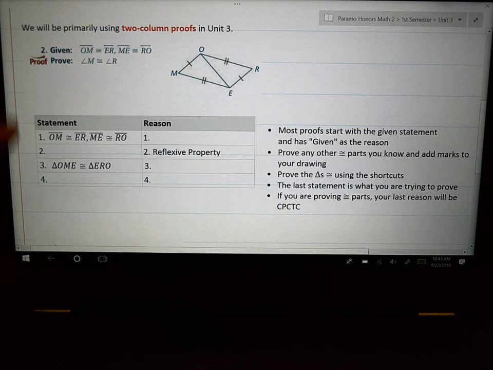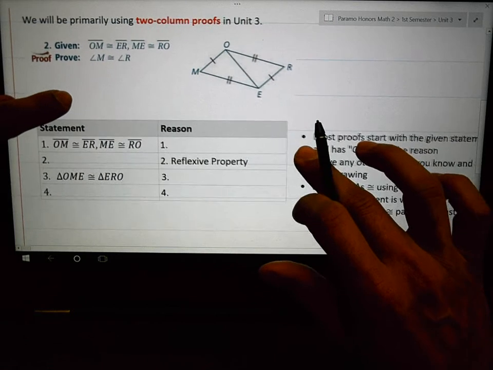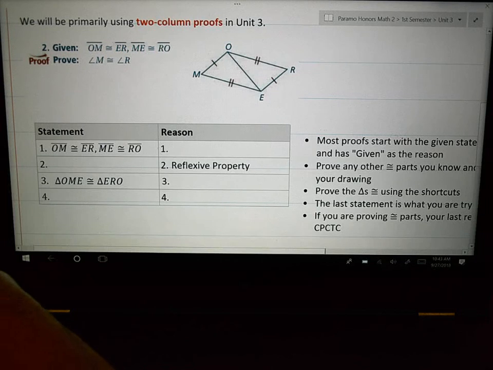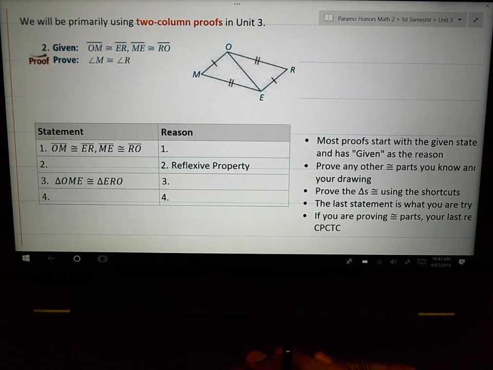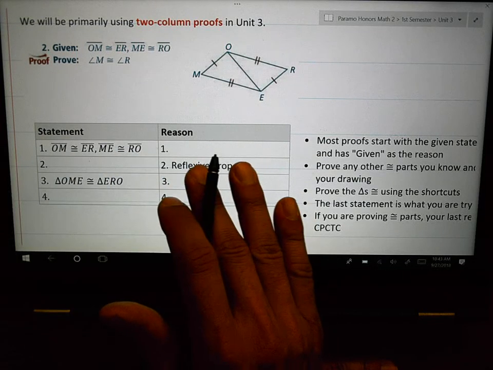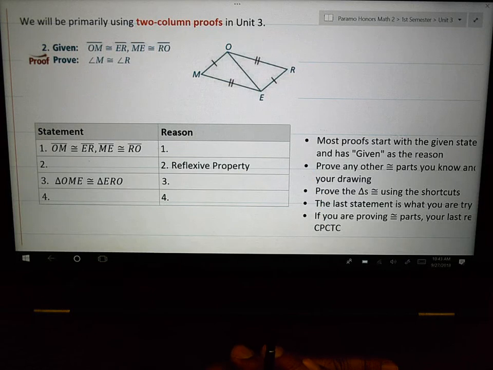If you want to pull out your textbook, you can do this in the textbook if you would like. This is problem number 2 in your textbook for this assignment. This is a 2-column proof where you have a statement in one column and a reason in the other column.